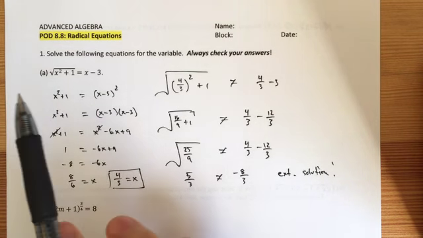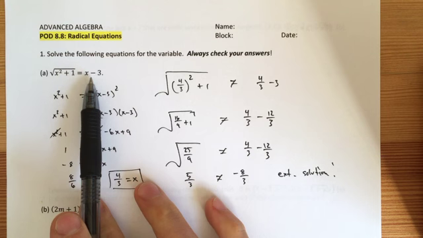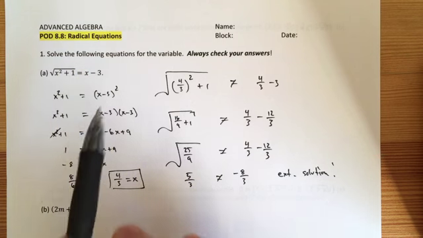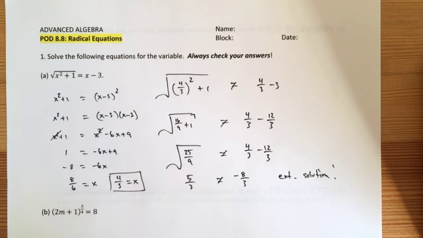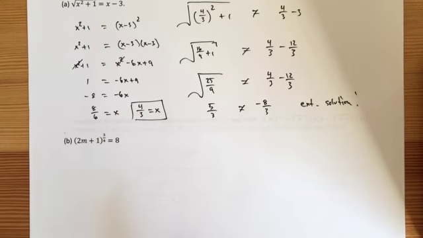Okay, graphically what that's saying is that this radical never crosses this line. Okay, so this is some radical, and then this is some line, and they just never cross. Okay, moving on to B.